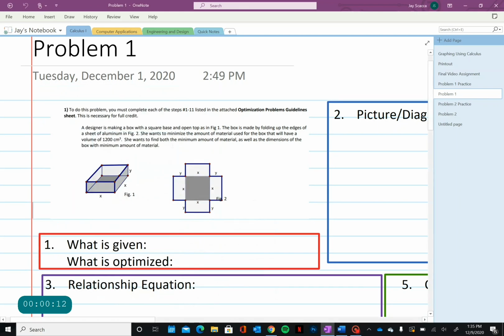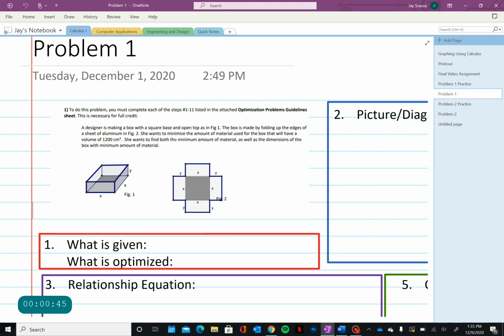So, problem 1 says a designer is making a box with a square base and open top as in figure 1. The box is made by folding up the edges of a sheet of aluminum in figure 2. She wants to minimize the amount of area used for the box that will have a volume of 1200 centimeters cubed. She wants to find both the minimum amount of material as well as the dimensions of the box with the minimum amount of material.